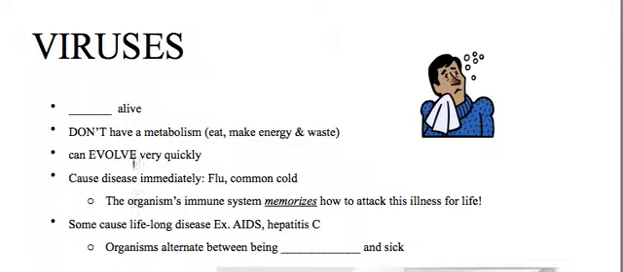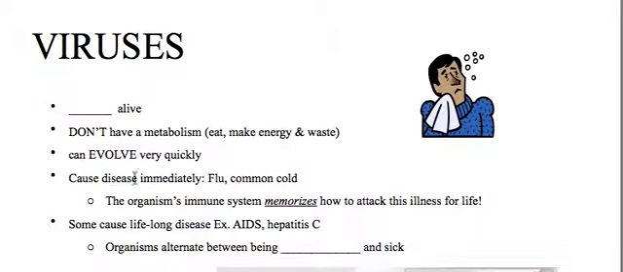Viruses. Viruses in this first blank are not alive. They do not have a metabolism. Viruses do not eat, they do not make energy, they don't make waste, but they do evolve very quickly. There are over 30 different strains or kinds of HIV or the AIDS virus because they evolve very, very quickly.